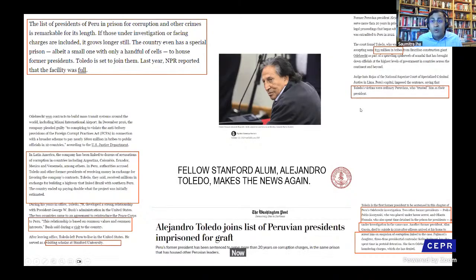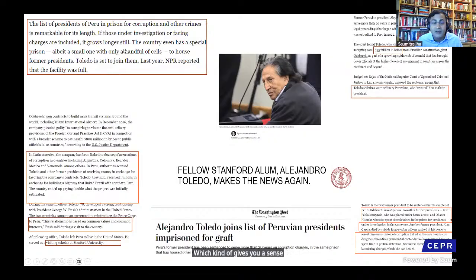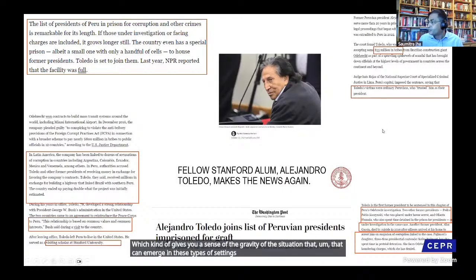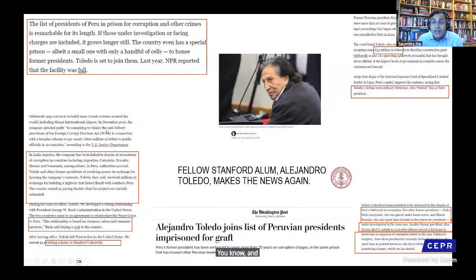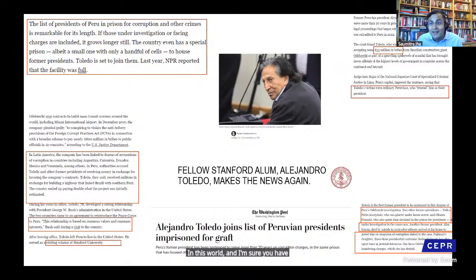Now, one sad feature about Peru right now is that they have a specific jail devoted to former presidents, and that jail is full. In fact, they've run out of space for their jail exclusively for former presidents, which gives you a sense of the gravity of the situation that can emerge in these types of settings, and its frequency. And it's not just a Peruvian story or an Alejandro story. I mean, he's a fellow Stanford alum, so I feel like I can mention him. But these problems of apex corruption are happening at the top of government in a variety of countries in this world. And I'm sure you have many on your mind as we speak as well.